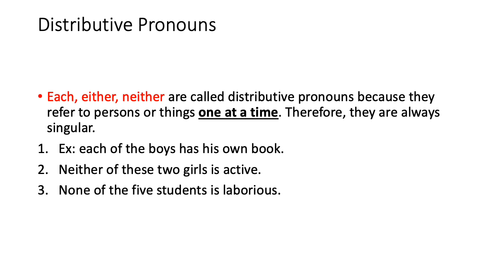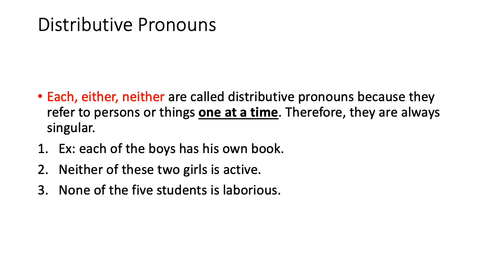Examples are: each of the boys has his own book. Neither of these two girls is active. None of the 5 students is laborious. Neither is used when the number is 2, like in example number 2.